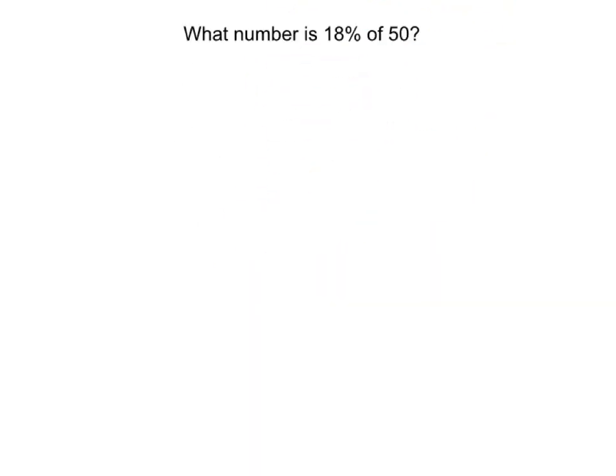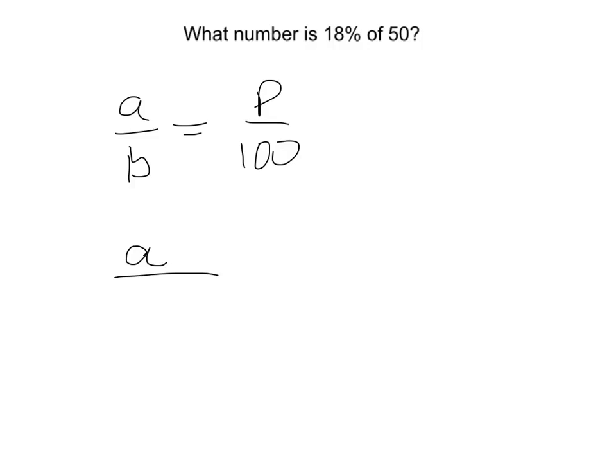Go ahead and figure out what number is 18% of 50. Pause the video, try it, play it when you're done, and let's see what you get. All right, well, hopefully you set up the percent proportion. A over B equals P over 100. A is the part, B is the base, okay? And what number is 18%? I don't know the part, but I do know the base of 50 equals P is a percent, and we know the percent, it's 18, over, well, it's always over 100.